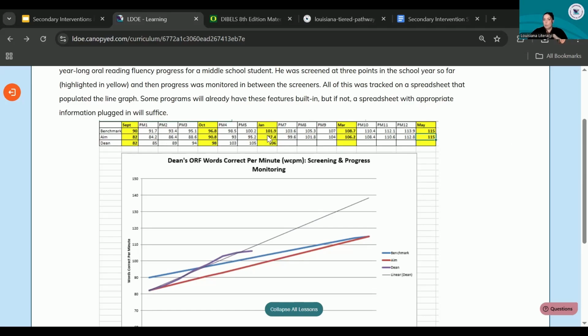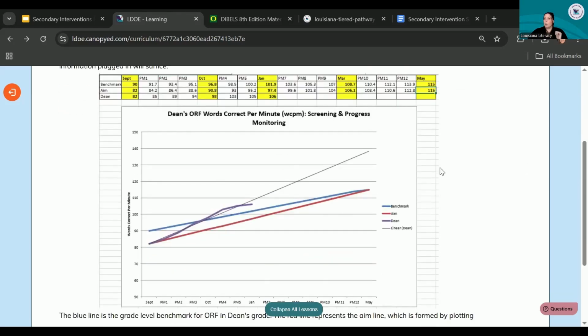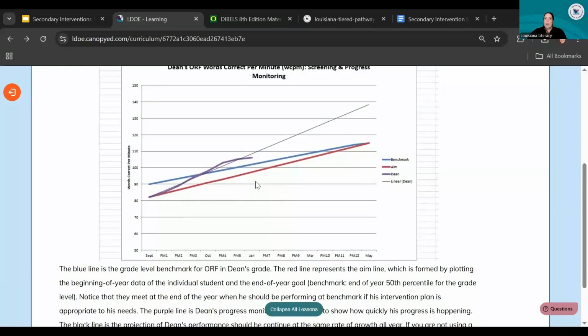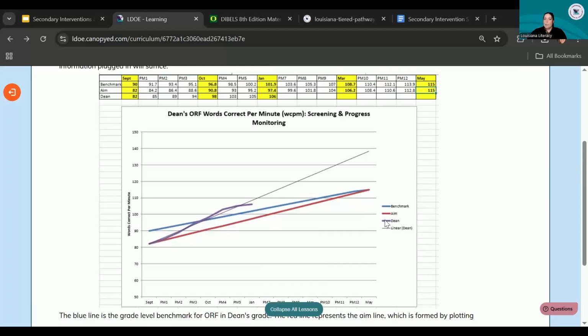Now, they're in January. They haven't gotten to these other progress monitoring points in March. So it's not the entire school year, but it does show you where they want him to be by the end of the year on his words correct per minute. So his graph looks like this. Dean is in purple. His aim line is in red, and then the benchmark is in blue.